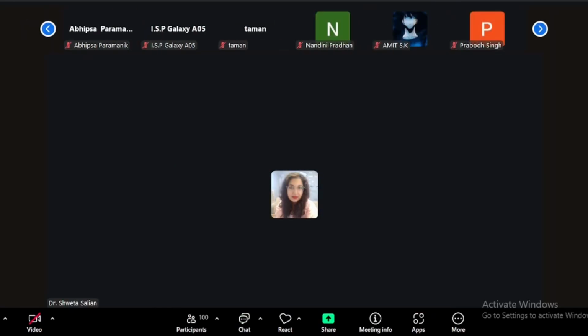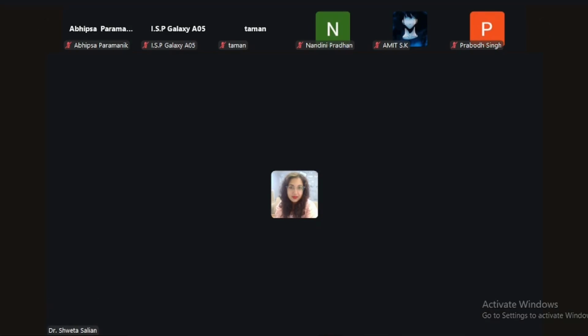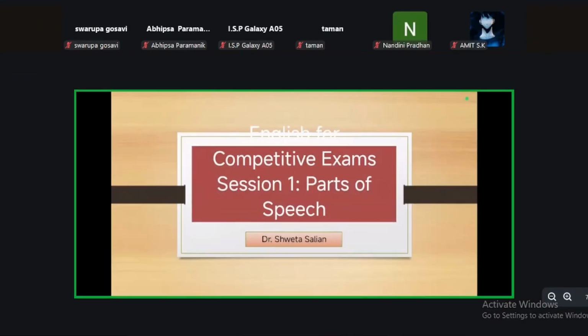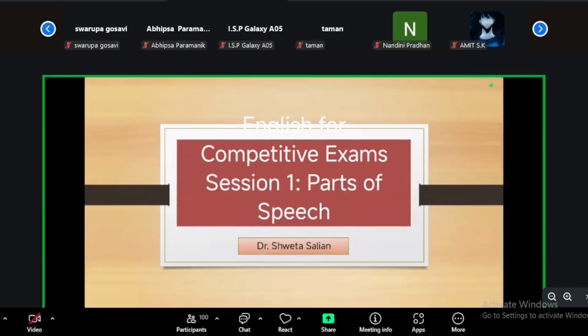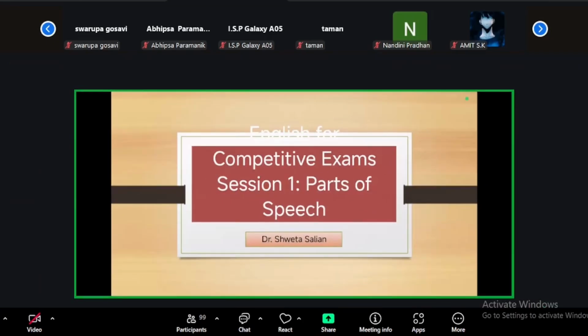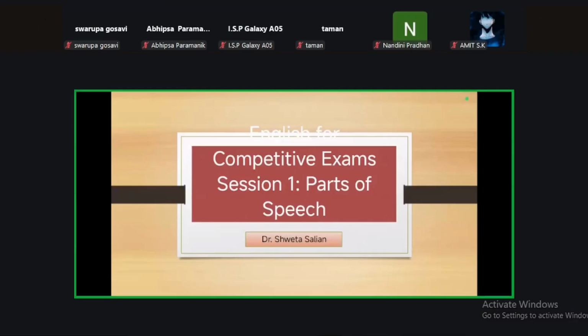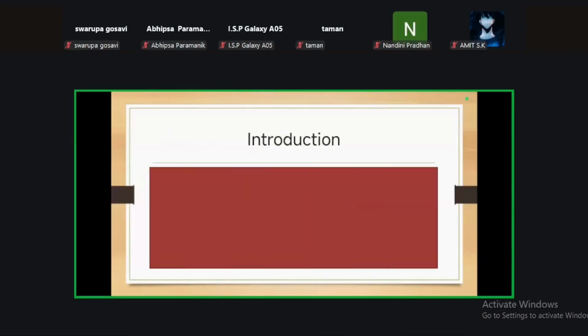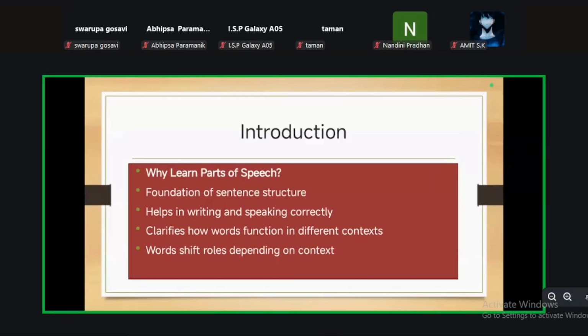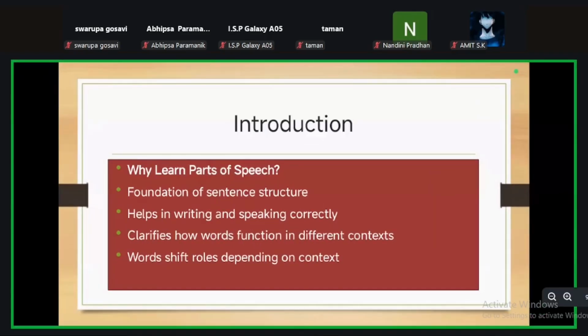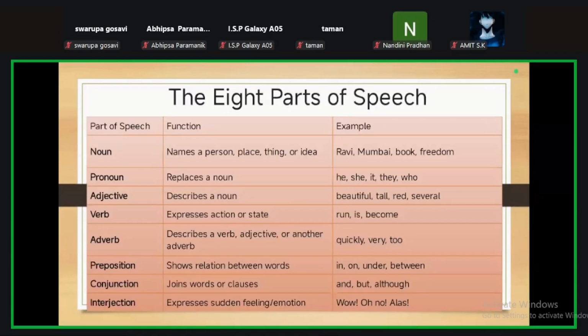I'm going to share the PPT once again. So, quickly going forward, English for Competitive Exams. This is the title of your open elective, and we are looking at the first topic, that is parts of speech. I just mentioned to you why it is important for you to learn parts of speech. I told you that it is the foundation of sentence structures, whatever is written on this slide. We moved on to talk about the fact that there are 8 parts of speech.